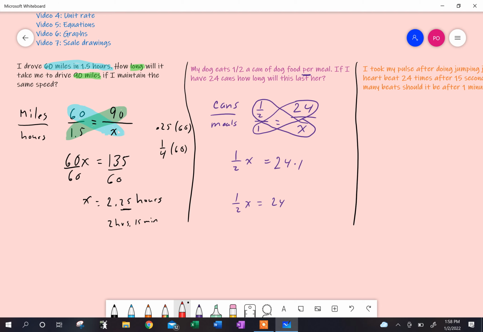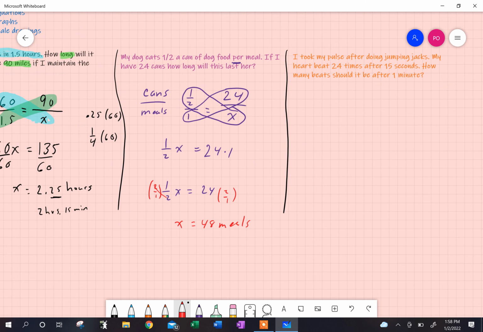Because I have a fractional coefficient, I'm going to multiply by the reciprocal. And that gives me x equals 48 meals. All right? 48 meals. That's pretty good.